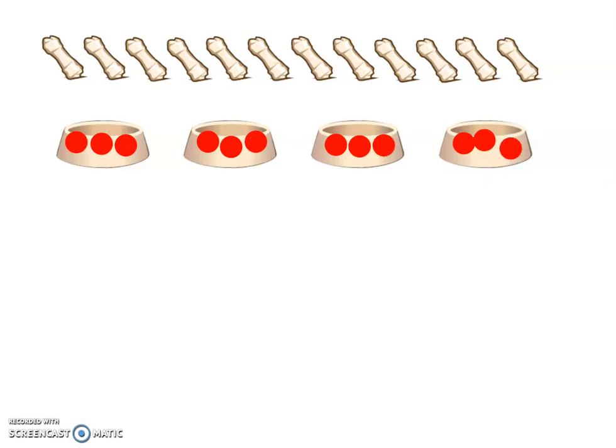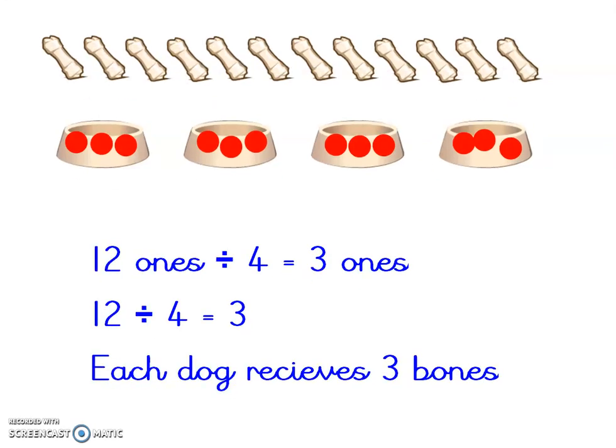So now we've got our idea of our number sentence where I had my 12 bones, I've divided them or shared them into 4. And here we can see our answer. 12 ones divided by 4 equals 3 ones. So 12 divided by 4 must equal 3, and each dog therefore receives 3 bones. Now let's see whether that same idea will work if we make the number slightly larger. And this is when we can look at question 2.